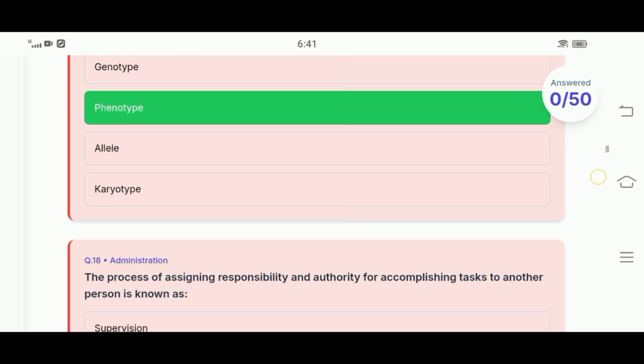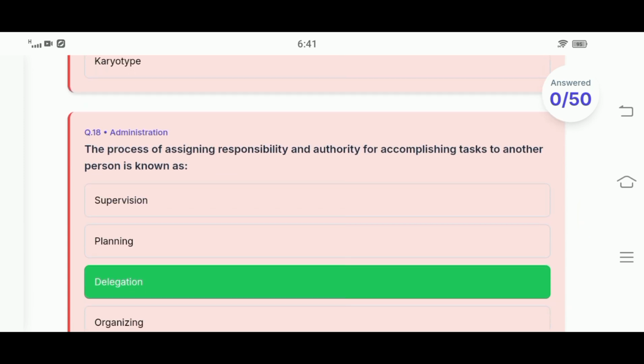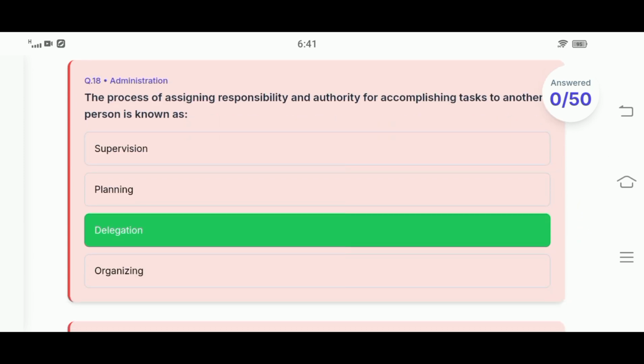Phenotype. Number 18, administration. The process of assigning responsibility and authority for accomplishing tasks to another person is known as: options are A. Supervision, B. Planning, C. Delegation, and D. Organizing. So the correct answer is C.